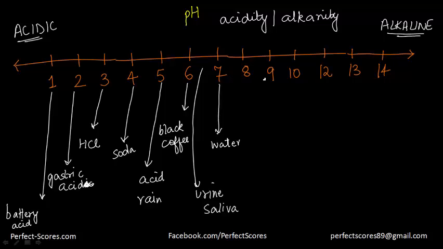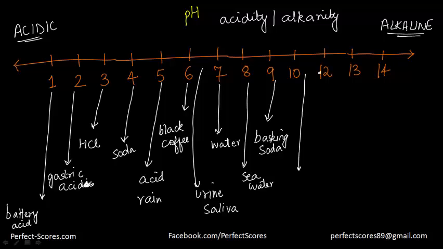So seawater would occupy this position. It's a little alkaline. Next, it's going to be baking soda, which is alkaline. And the next thing is milk of magnesium, which comes between 10 and 11. So I've missed 11 over here. Let me write that down, which is milk of magnesium.